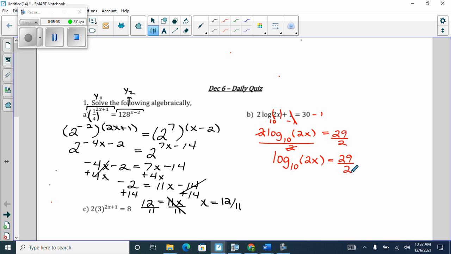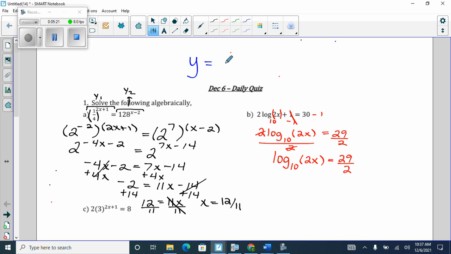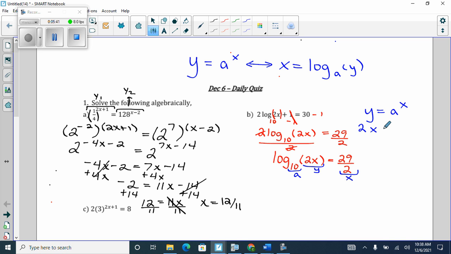If the variable's in the base of the log or the variable's beside the log, I have to convert to exponential. That was the rule. The variable's in the base of the log or the variable's beside the log, I have to convert. So the base, so we go, log base a of x equals y, so we're going to get y equals a to the x. So 2x equals 10 to the 29 over 2. And then I have to just divide by 2.